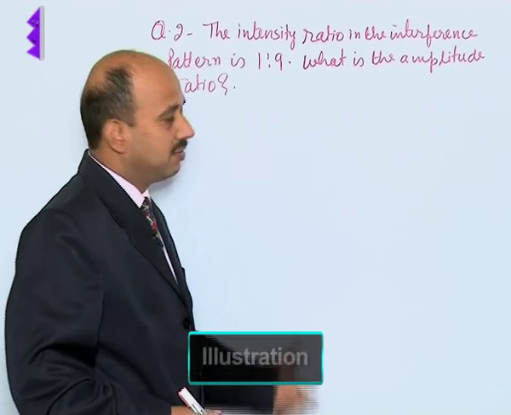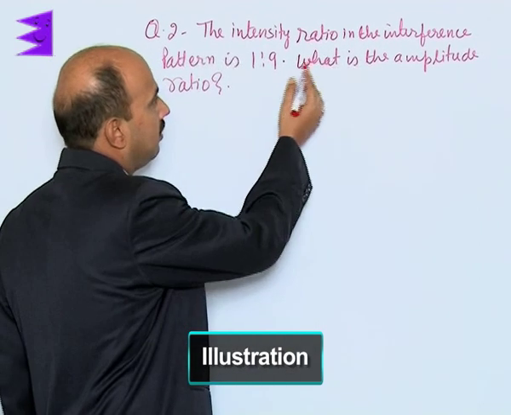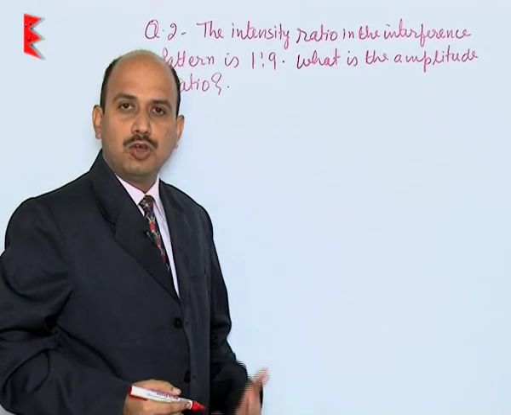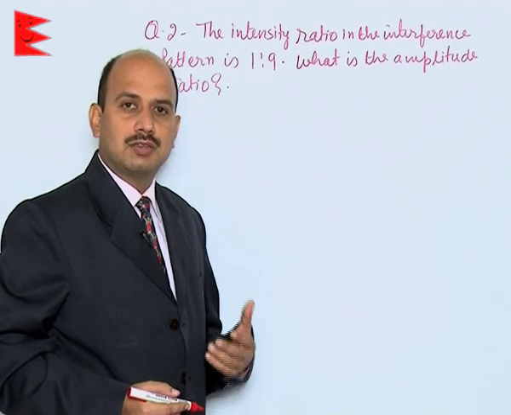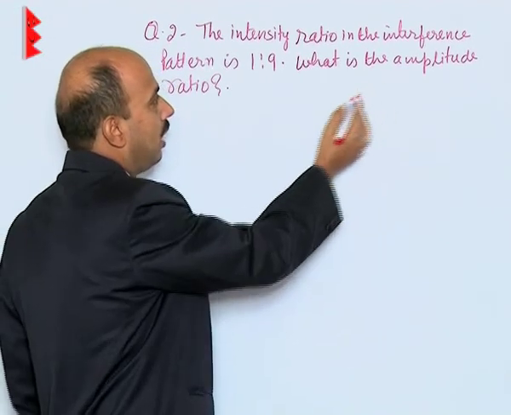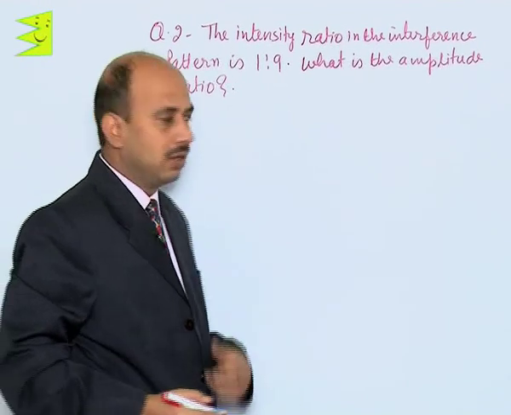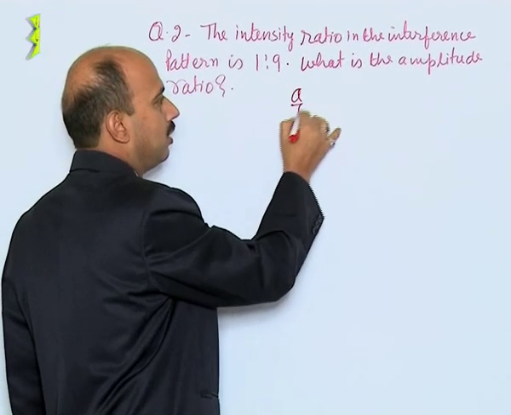Now see the next example. Here the intensity ratio in the interference pattern is 1:9. It means the ratio of intensities in the interference pattern is given to us. What is the amplitude ratio? Now we have to get the amplitude ratio, that is A:B. So our aim is to get A upon B.